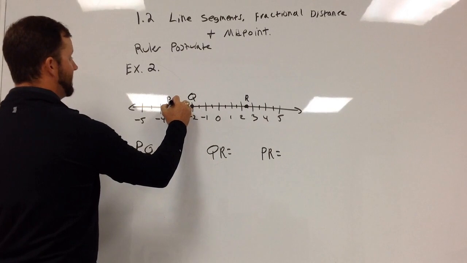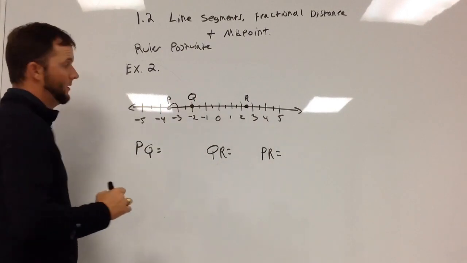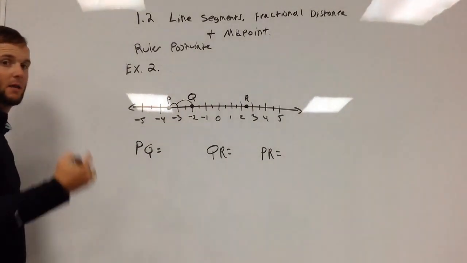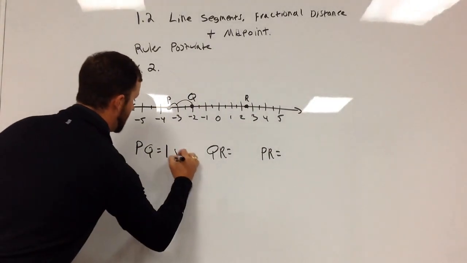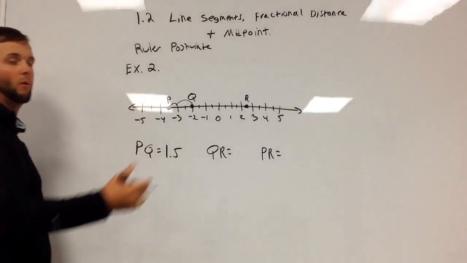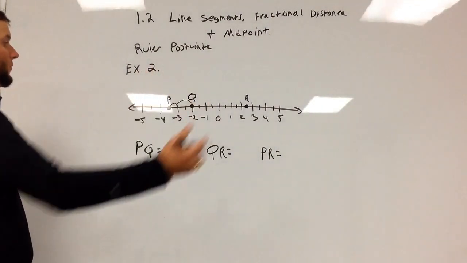So right here going to -3, that's going to be a half. Okay? And then I'm going to go to -2, which is going to be a 1. So that is going to be 1.5. So the distance from P to Q is going to be 1.5. So next I'm going to do from Q to R.